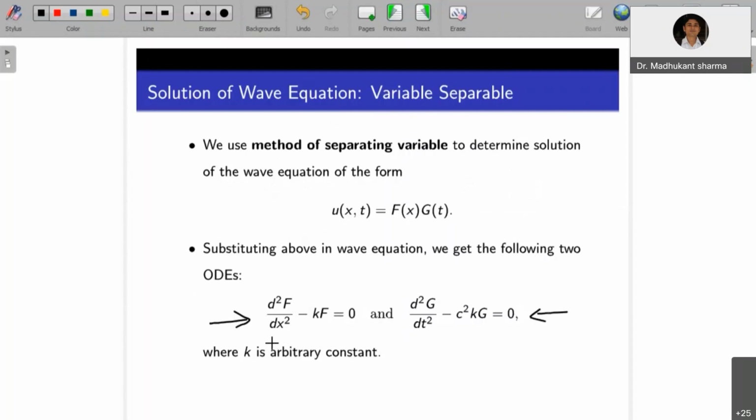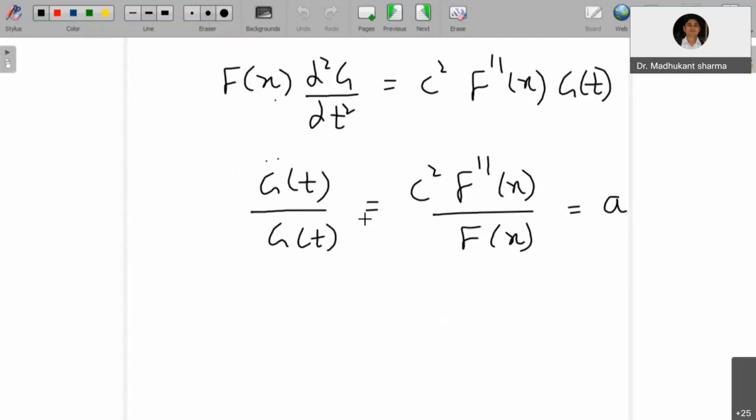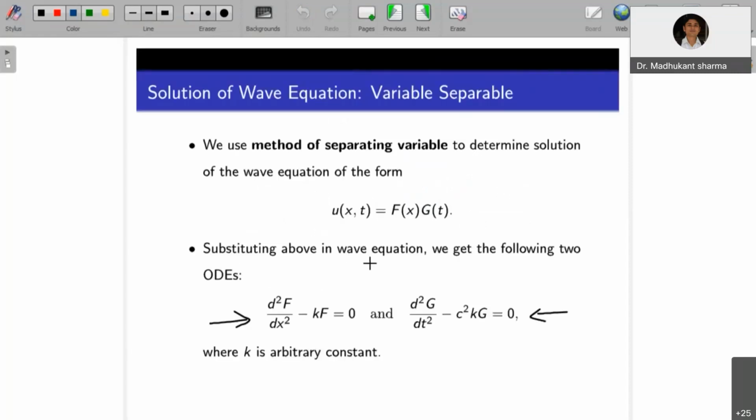Okay, so d square f by dx square minus kf. So here I have taken this c square here. Either way, you can certainly do this. C square you can adjust here so that it will match with my notations, or else you can work with c square here also, not a problem.